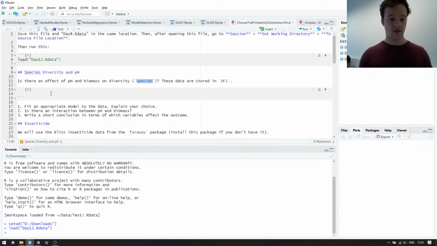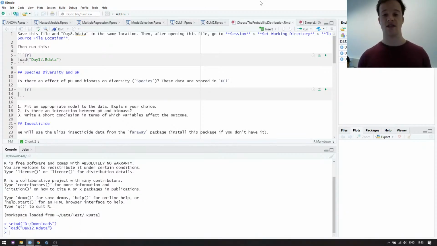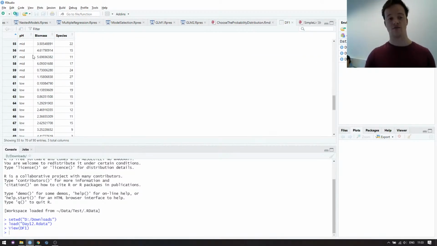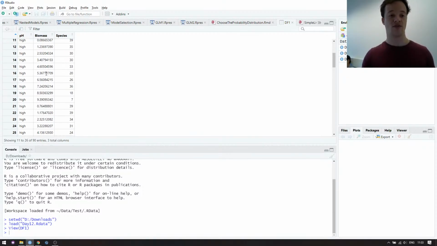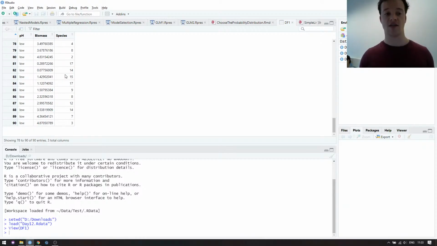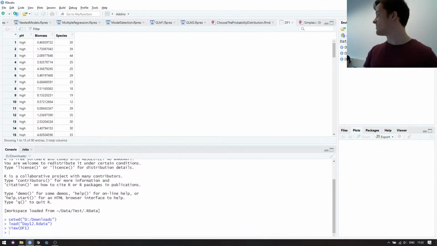So the next thing we're going to do is answer this question. So we have the pH, the biomass, and the diversity. Well, diversity, from the word itself, you can't really tell what kind of outcome it is, so let's just have a look. We have pH, which is categorical. It's either low, mid, or high. We have biomass, which is a continuous variable. And we have species, which is very clearly not continuous because they're only whole numbers, and you cannot have 1.5 species. So this would be what kind of outcome?